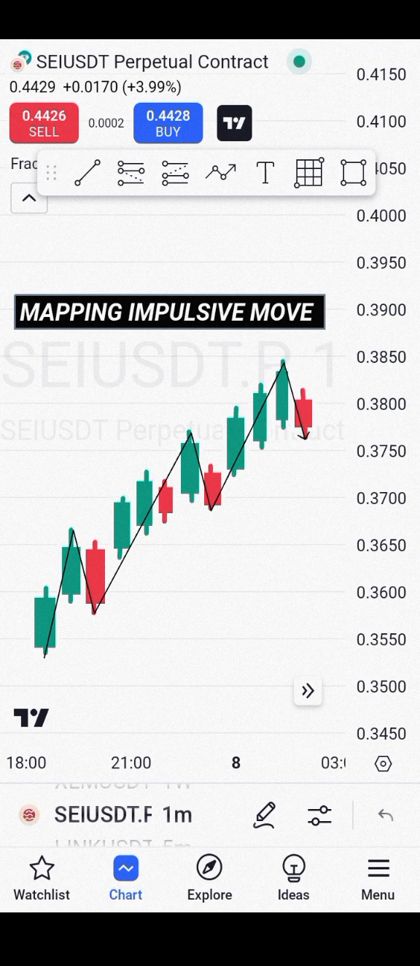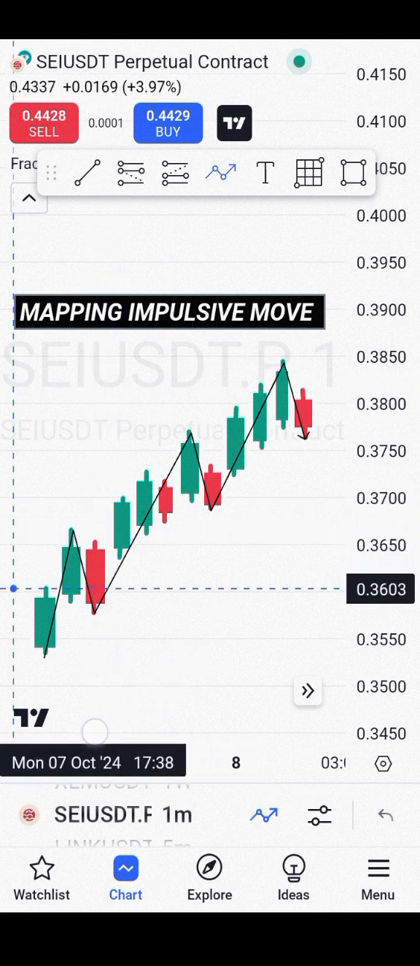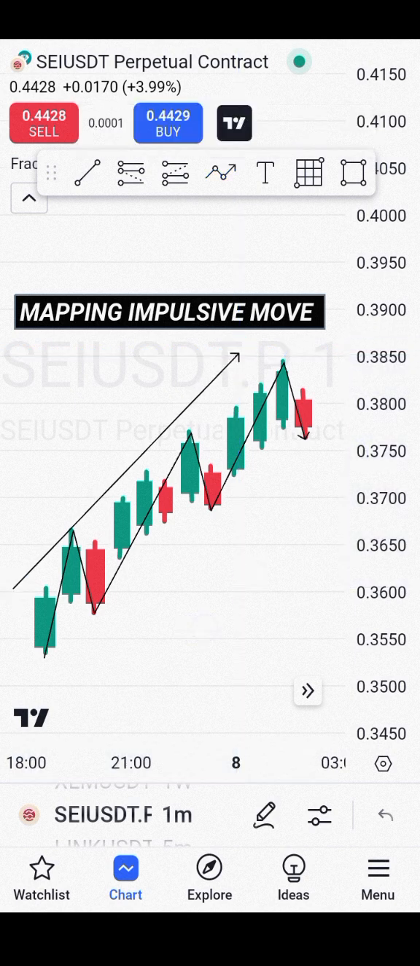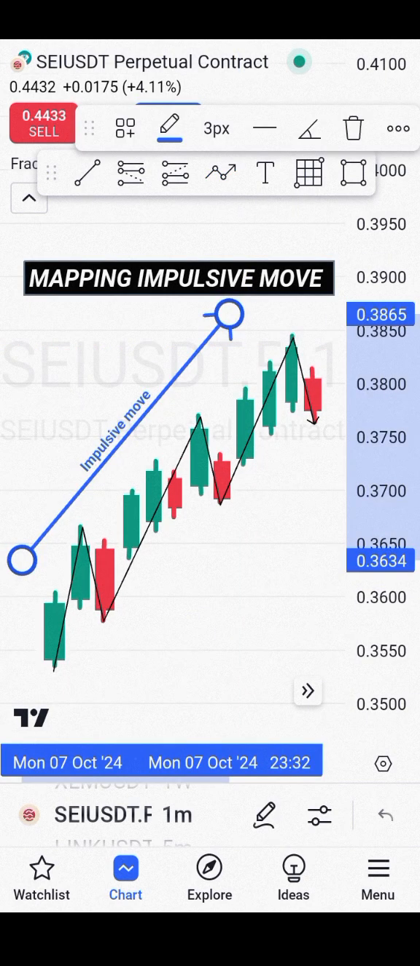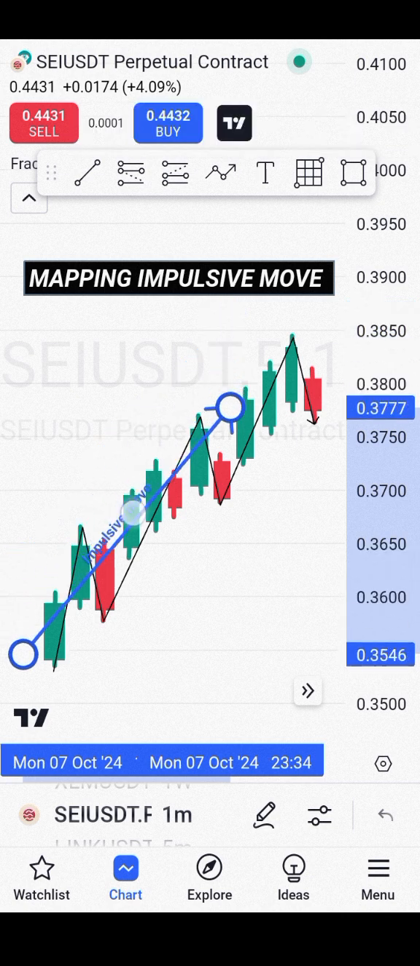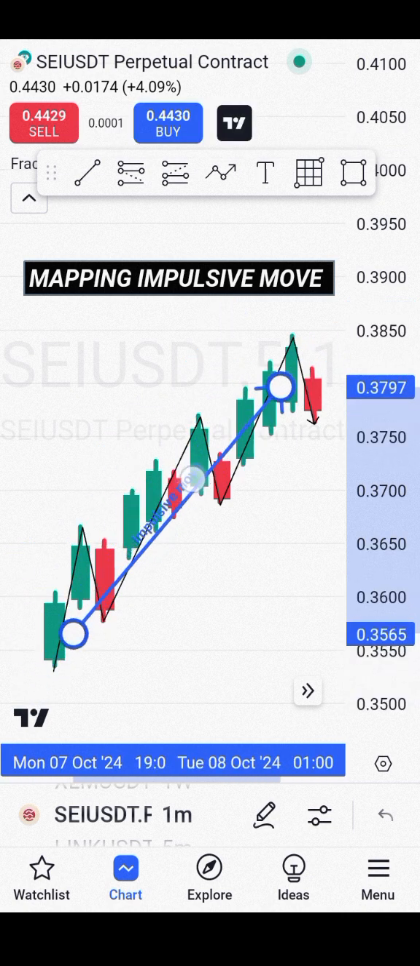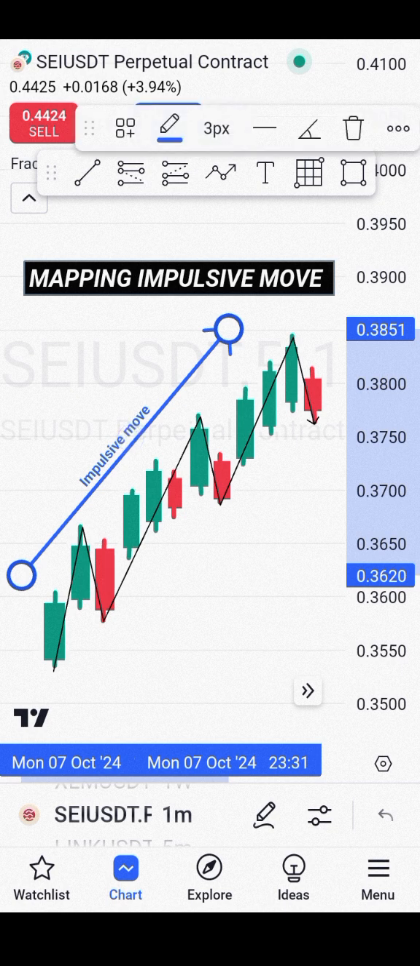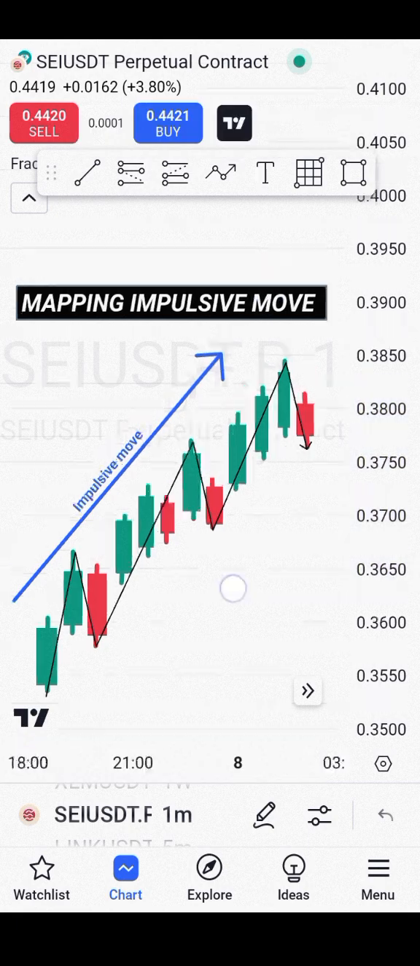So we'll mark the impulsive move. This move right now from here to here is what we call impulsive move. The whole of this move, from the bottom to the top, is what we call impulsive move. So that's an impulsive move. Now we go over to the real chart and see exactly what it looks like.